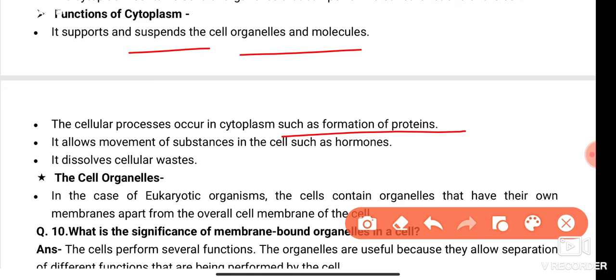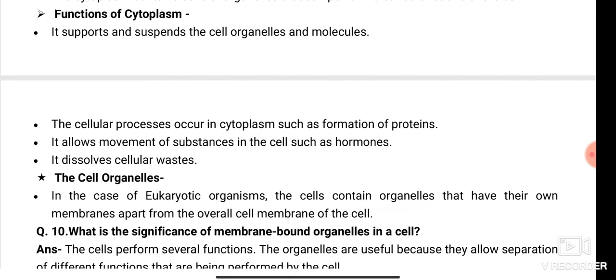It allows the movement of substances into the cell, such as hormones, and it also dissolves the cellular waste.